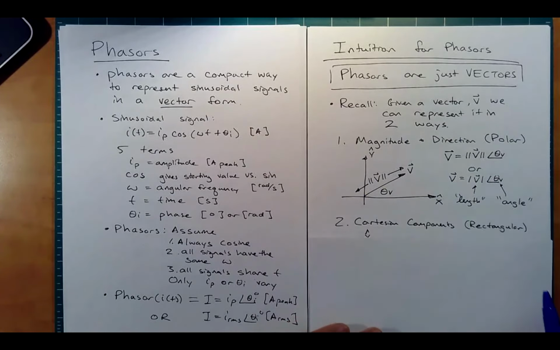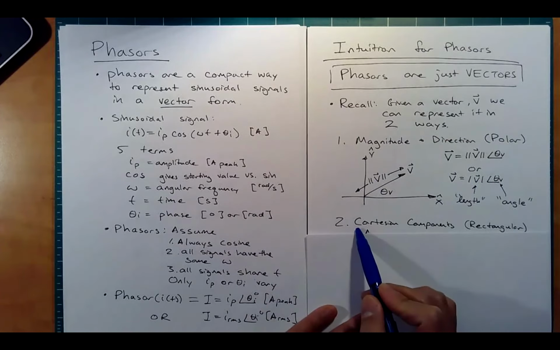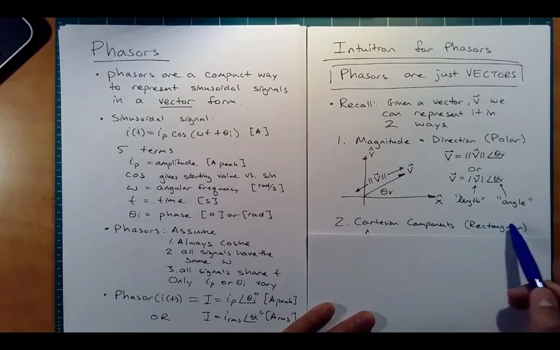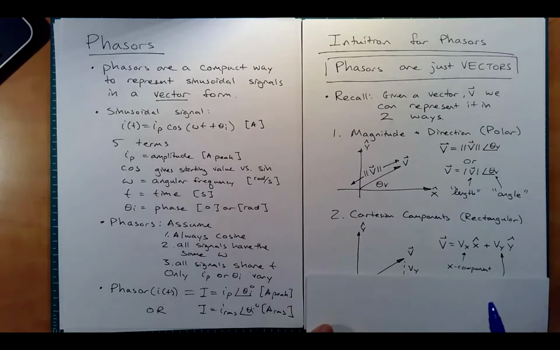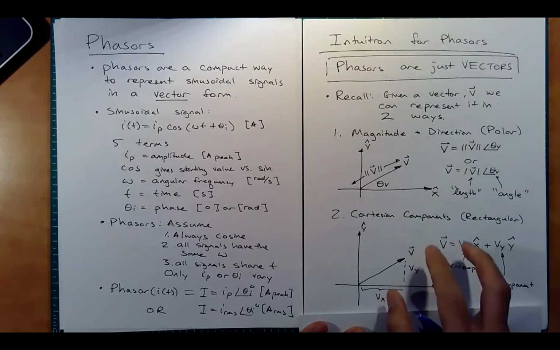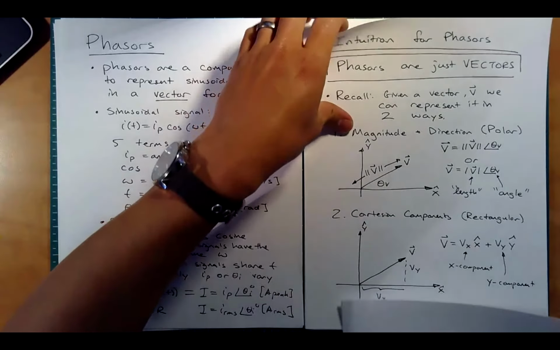What's the other way to represent the vector? It's in your Cartesian components, or what we call in the streets rectangular. So your rectangular form, what do we have? It's the x and y component of your vector. So v is vx in the x direction plus vy in the y direction. So this is your rectangular form.